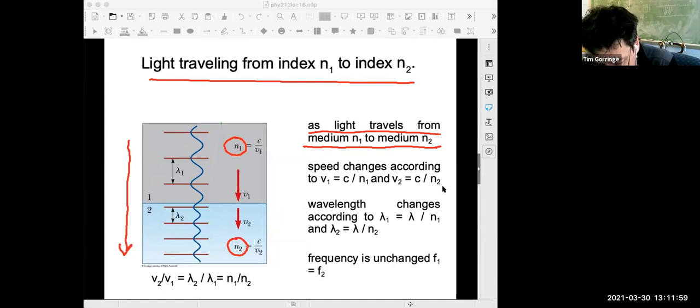It will change its speed because the speed in medium 1 is the speed of light in vacuum divided by medium 1's refractive index, and the speed in medium 2 is the speed of light in vacuum divided by medium 2's refractive index. And so if n1 and n2 are different, the light changes its speed.